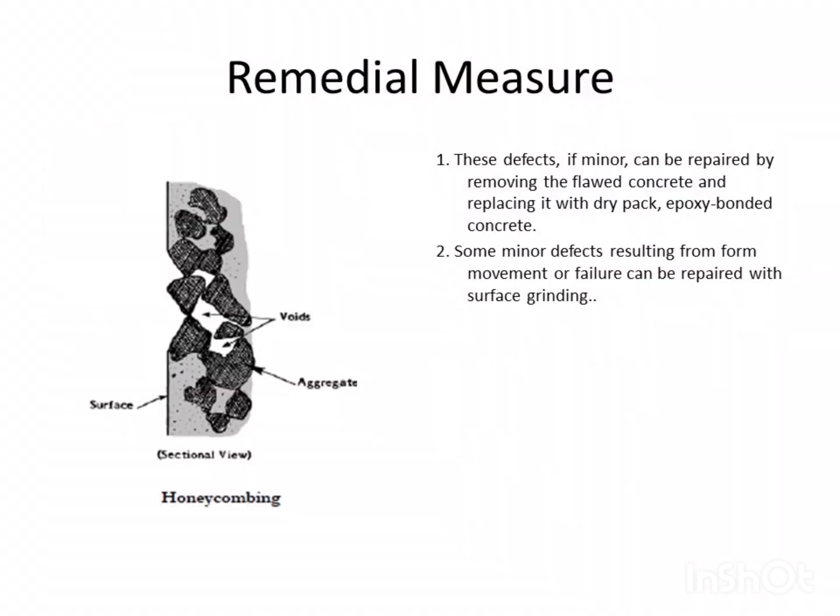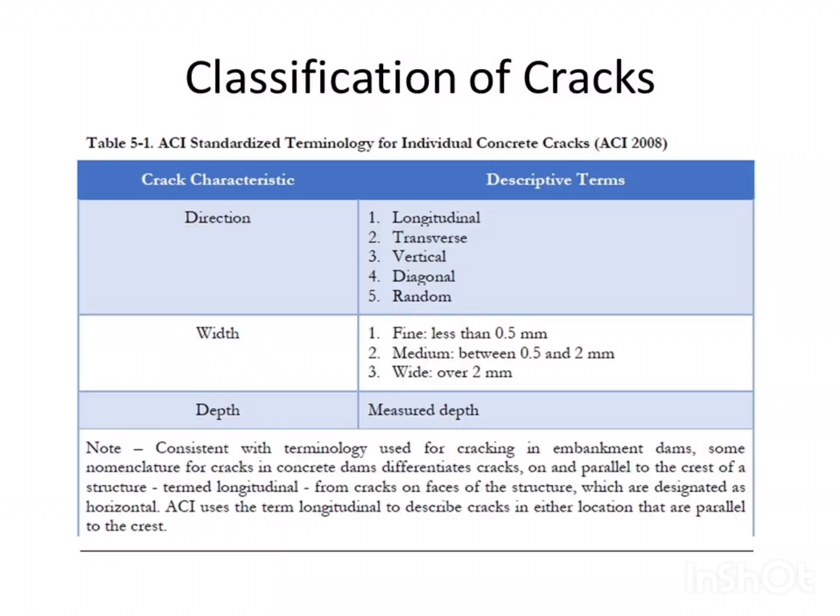Remedial measures. These effects, if minor, can be repaired by removing the flawed concrete and replacing it with dry pack, epoxy bonded concrete. Some minor defects resulting from movement or failure can be repaired with surface grinding. So, these defects, if minor, can be repaired by removing the flawed concrete and replacing it with dry pack, epoxy bonded concrete. Some minor defects may be repaired with surface grinding.